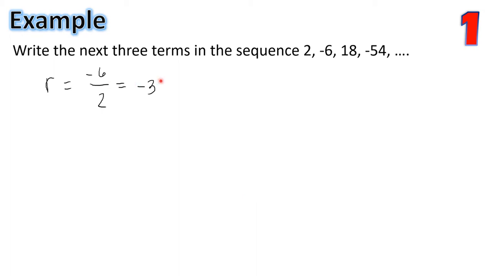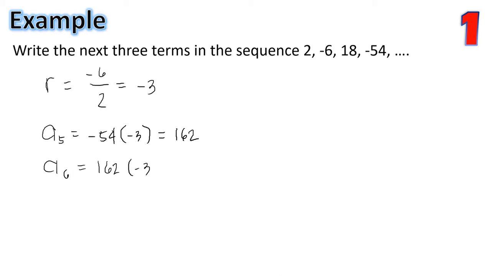Hence, to find the next three terms, we already have 4 terms in the given geometric sequence. So to find a sub 5, we have negative 54 times the common ratio, negative 3. And this is 162. Next, a sub 6, that will be 162 times negative 3.